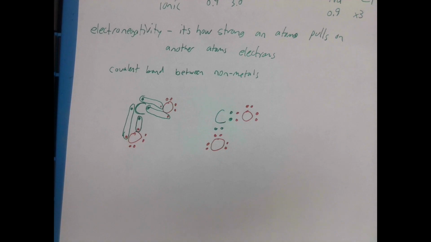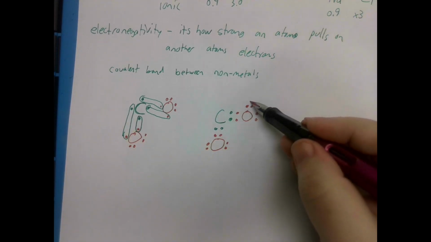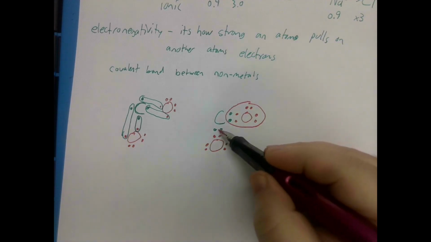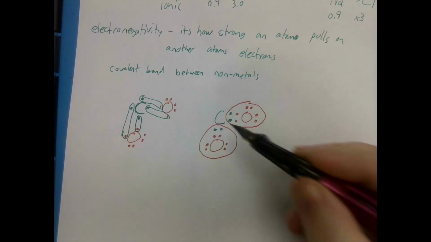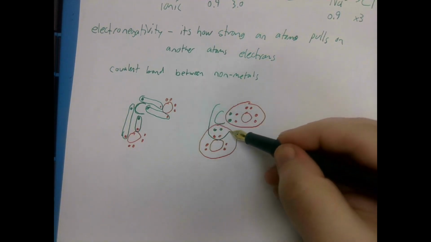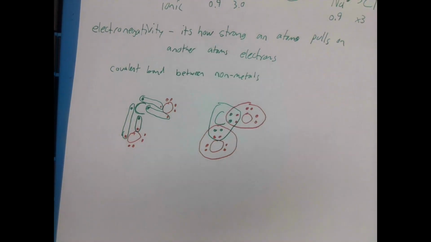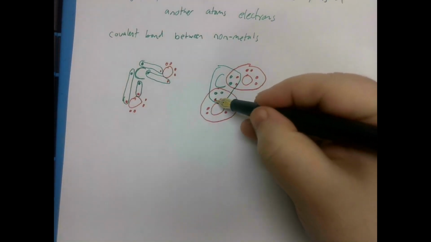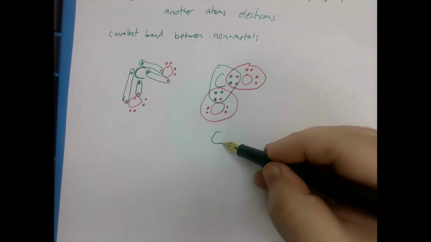So let's look at how many they now have around them. Oxygen has how many? 8. This oxygen has how many? And carbon has how many? 8. And we usually represent these pairs with lines.